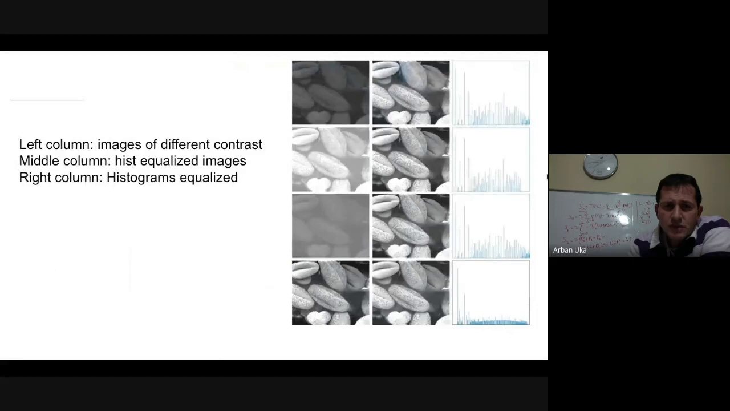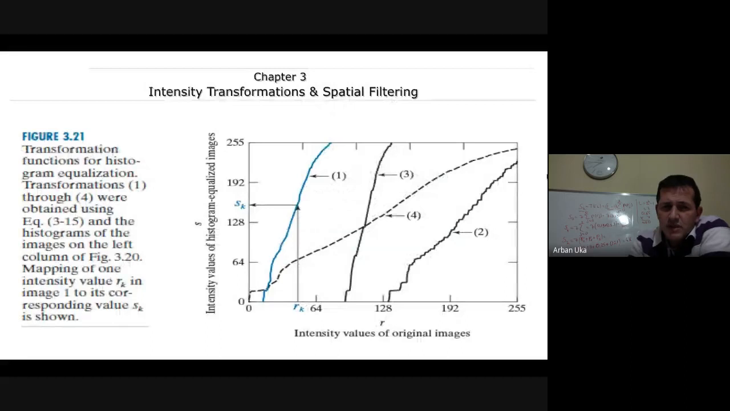Now let's move a little further. We see the left column here. There are images with different contrast, and the images on the right side are when the histograms are equalized. So the initial intensities are all different from each other. Once we do the histogram equalization, we see something which has a better contrast.